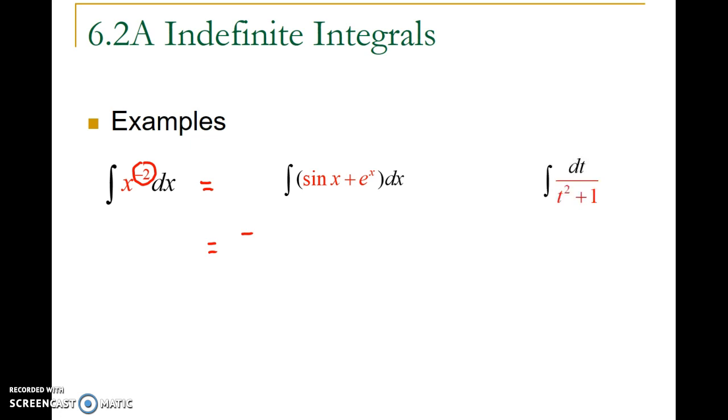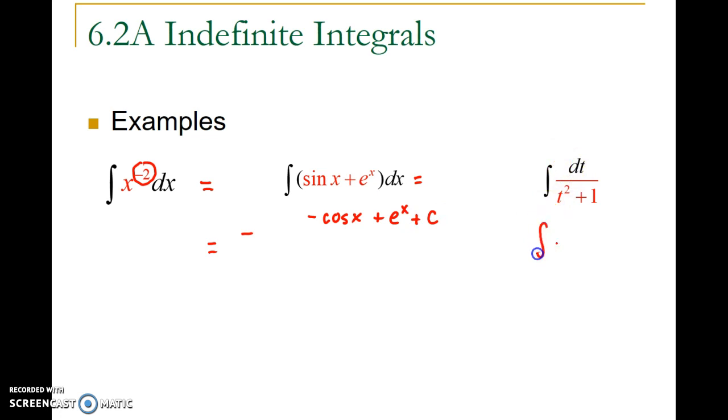You really have to be good at your derivatives in order to be good at your antiderivatives. So what gives us a derivative of sine x? Well, that would be cosine, except the derivative of cosine is negative sine, so this would be negative cosine. And the thing that gives us a derivative of e to the x is just e to the x, and then we're going to remember to write a plus c.